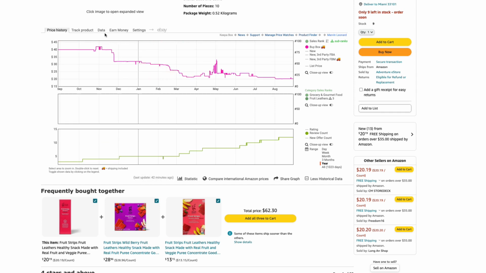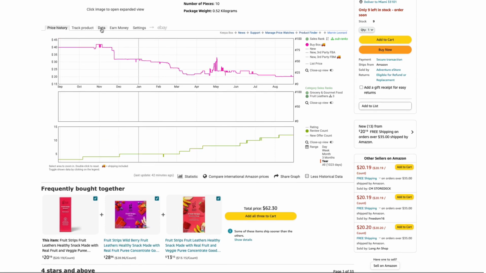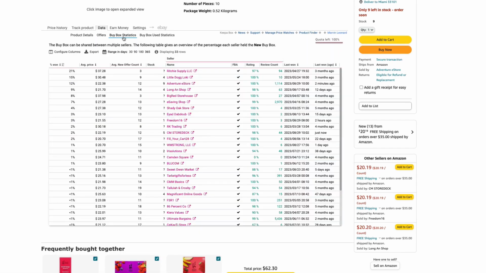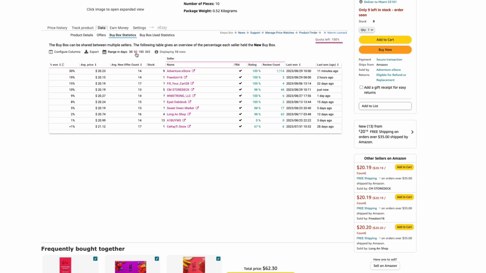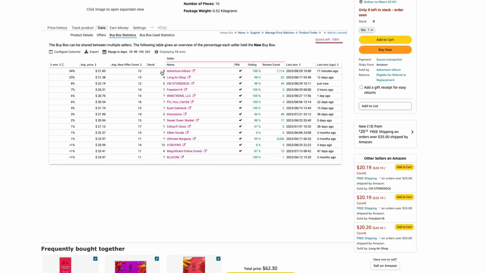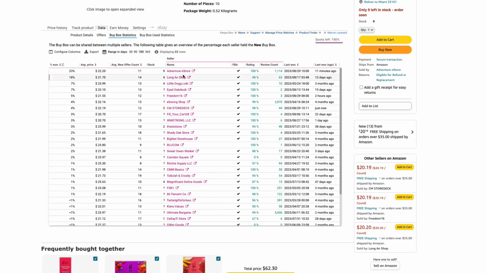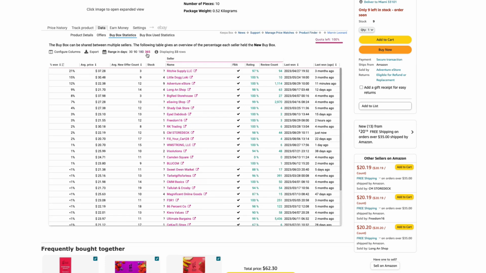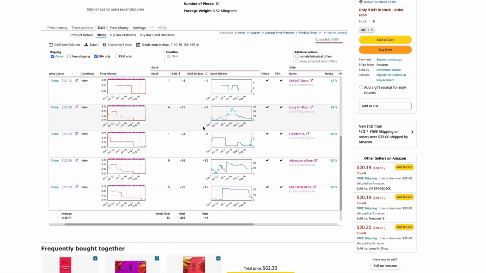Next, we want to go to the data tab on Keepa. We want to go to buy box statistics and see if there have been sellers on the listing for an extended period of time. We want to use our other factors to make sure they didn't just make a terrible purchase and are holding on to the inventory because they can't sell through. Then we want to go to the offers tab, find some of those sellers, and see if they're selling through the inventory. Once we do, we also want to look at other sellers currently on the listing and see if they're selling through.